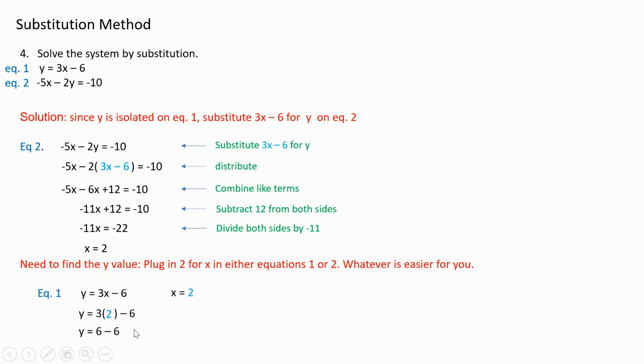So 3 times 2 is 6. 6 minus 6 is 0. You see, guys, so x is 2 and y is 0. So this is my solution, (2, 0). You see, the same thing that I got on the graphing part.